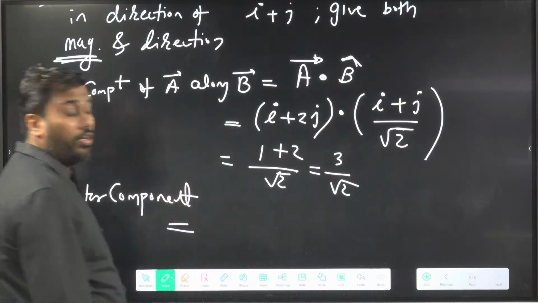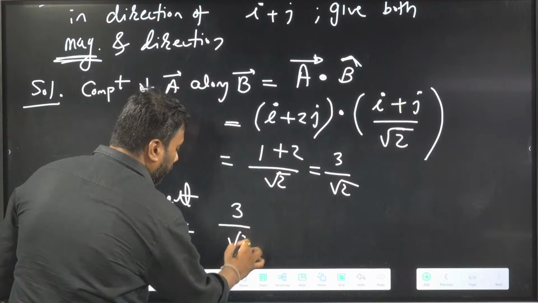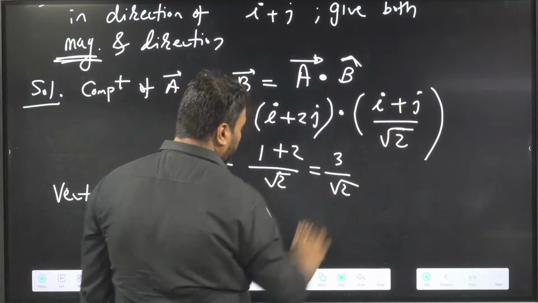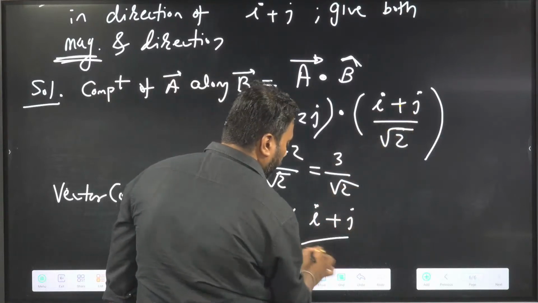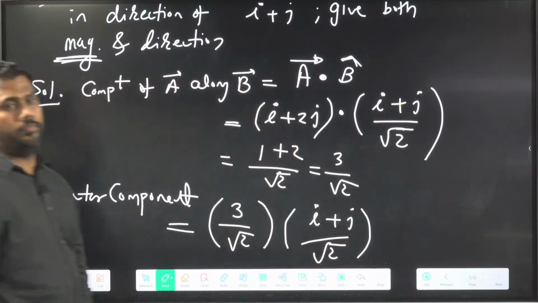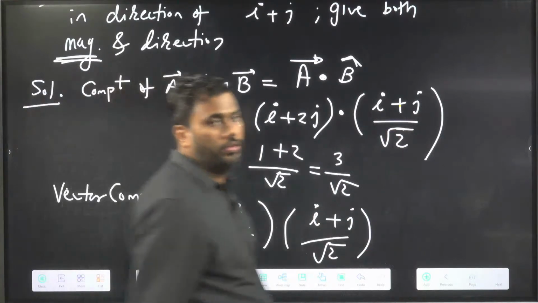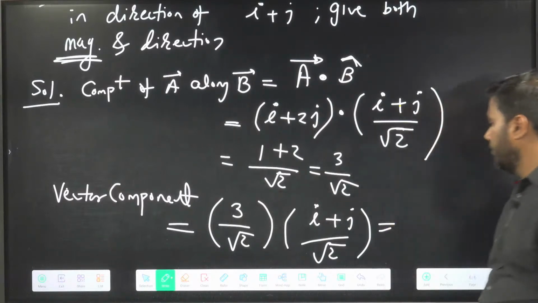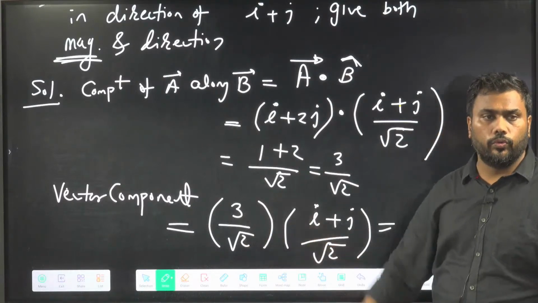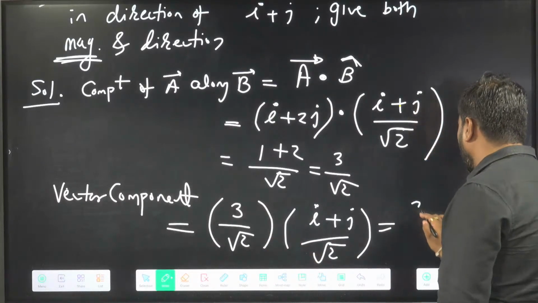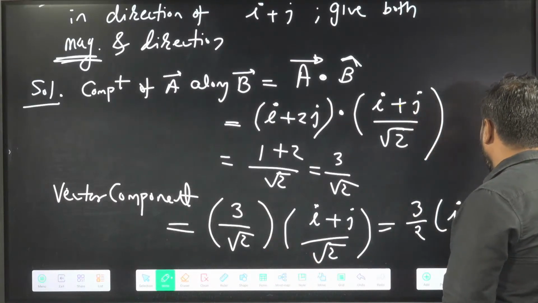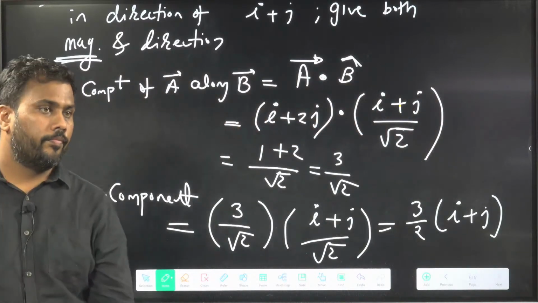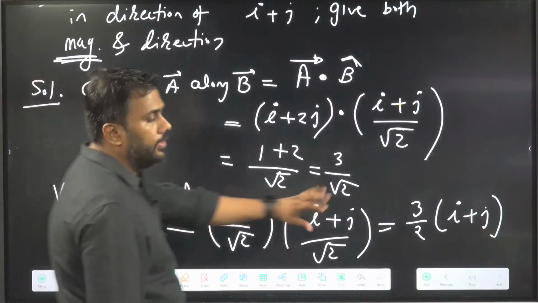So for the vector component, what will we do? We will multiply this magnitude with its direction. What was the direction? The unit vector of direction, I cap plus j cap by root 2. Now solve this. Root 2 into root 2 is 2. So I will get 3 by 2 into I plus j. Now, is this point clear?